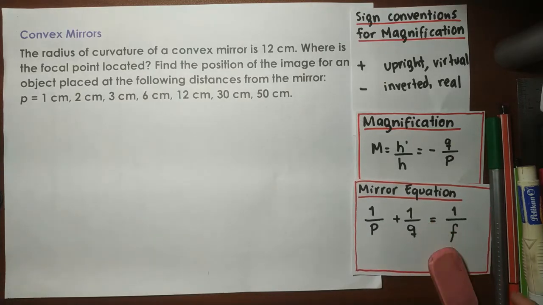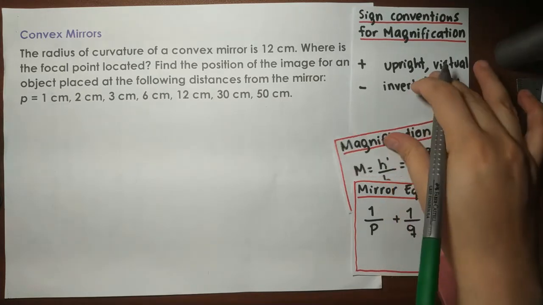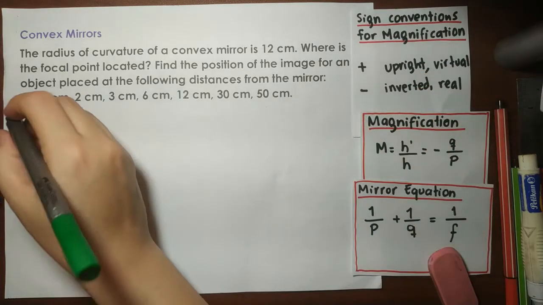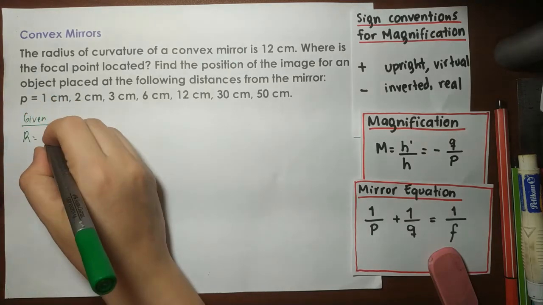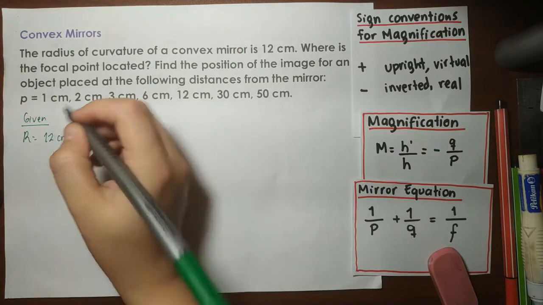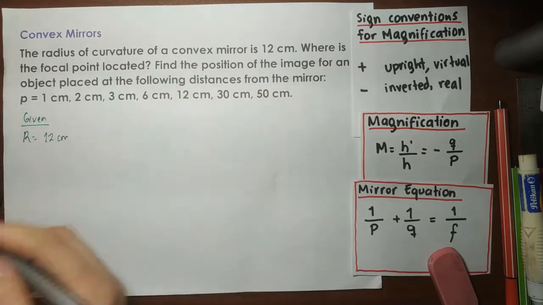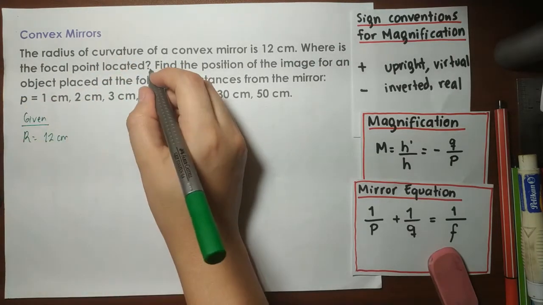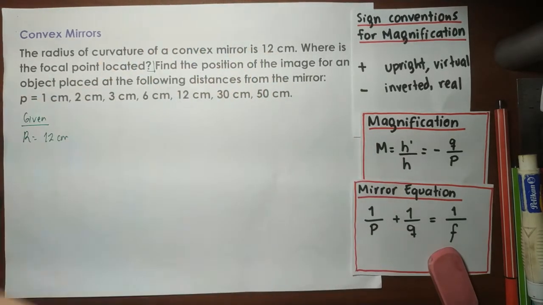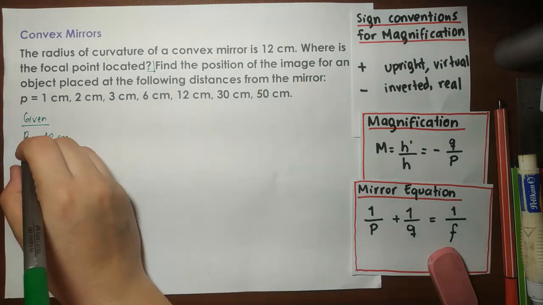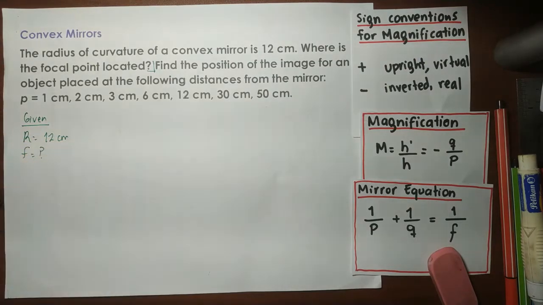Okay, so this exercise is a little bit different because they are just giving me the radius of curvature, that is 12 centimeters. And for the first part of the problem, because as you can see it has two parts, one here and the other right there, it's asking you to find the focal point, which is unknown.